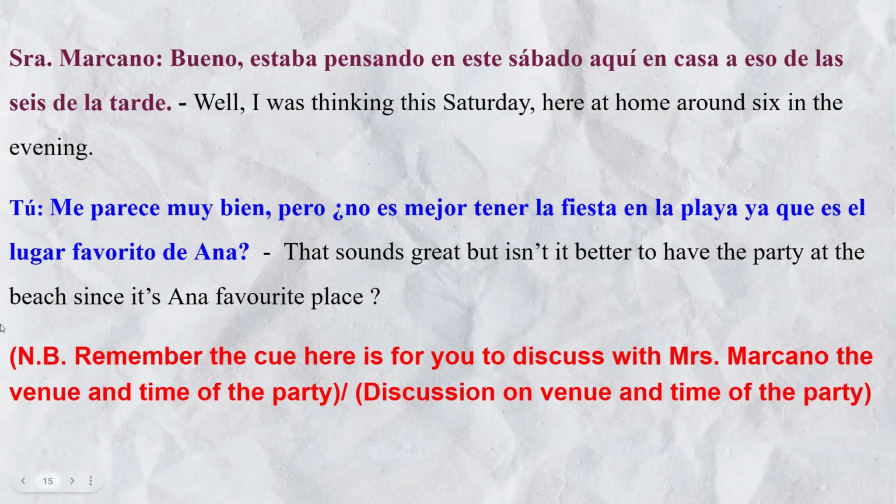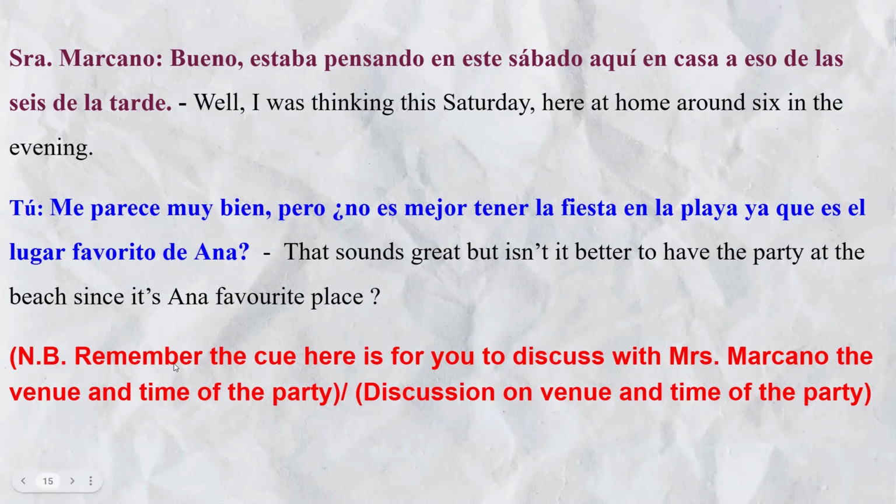Okay, so you have to remember that the cue here is for you to discuss with Mrs. Marcano the venue and the time of the party. Okay, so we're still discussing that, and you're going to see why we give this response. Okay, right. So when you look back at the cue, it's going to say discussion on venue and time of the party. Okay, so you're going to see why we have given that response. All right.